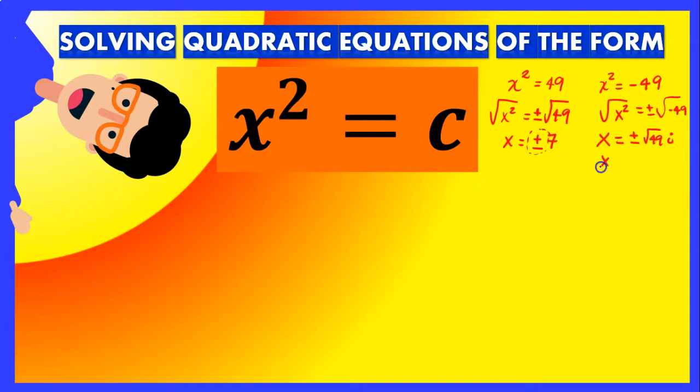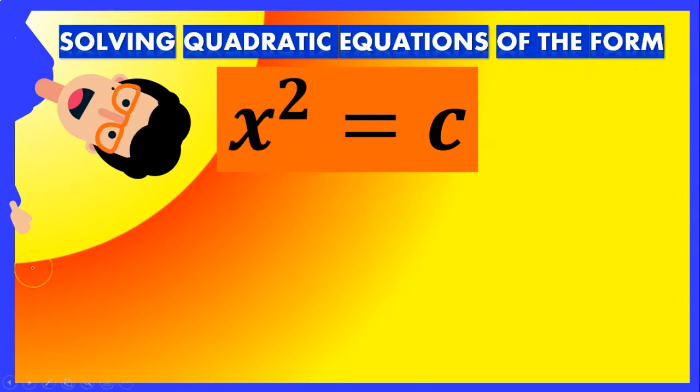So now the answer is going to be x is equal to plus or minus the square root of 49, which is 7, and don't forget the i. That means that it's going to be an imaginary number, right? So whenever we have x to the power of 2 equal to a positive number, we're going to have plus or minus a number. And whenever we have x to the power of 2 equal to a negative number, we're going to have imaginary solutions.